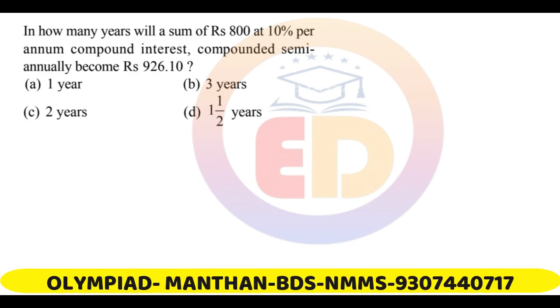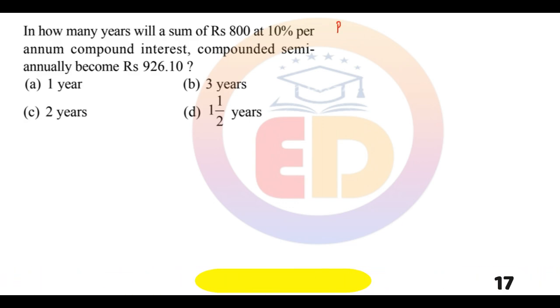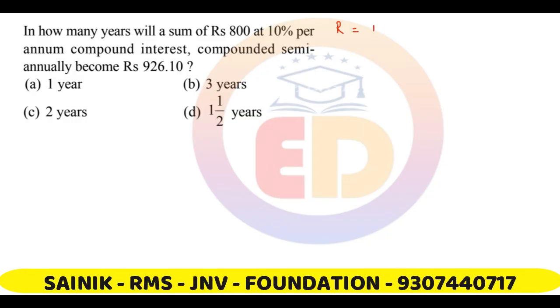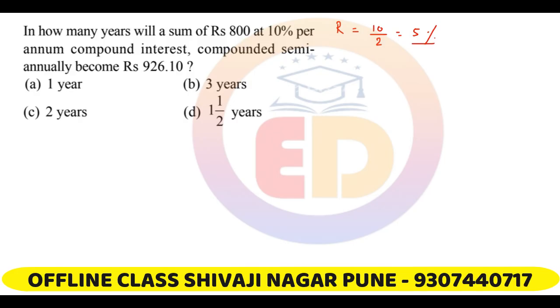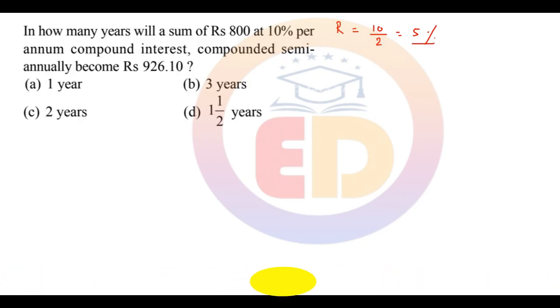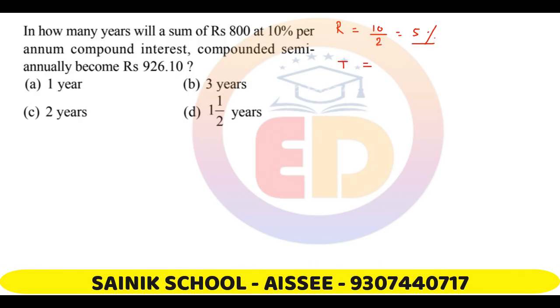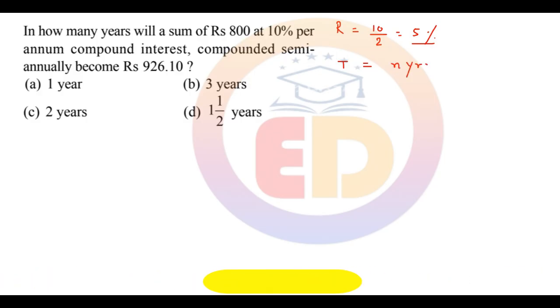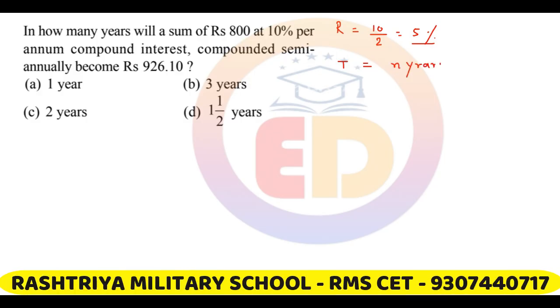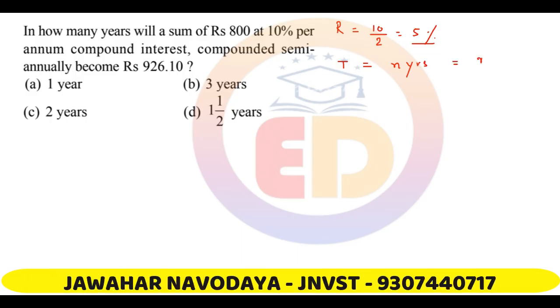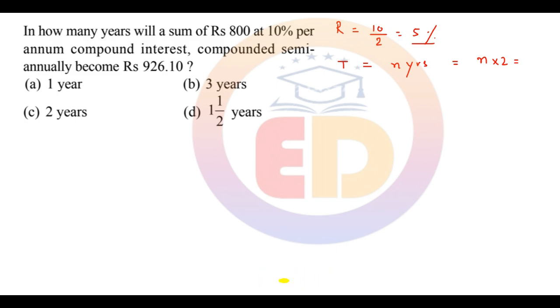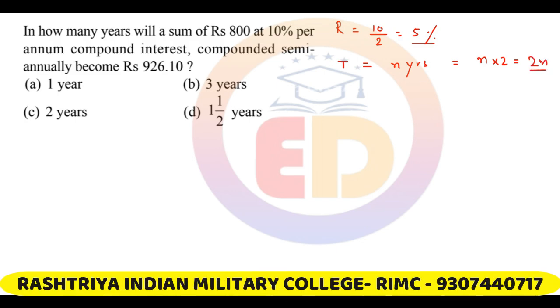Compounding semi-annually, half yearly means my rate of interest will be 10/2, 5%, and my time period will be 2n times. Whatever my time period is, suppose my time period is n years, it will become multiplied by 2. So n into 2, my time period is 2n years. That is the only thing which you remember.